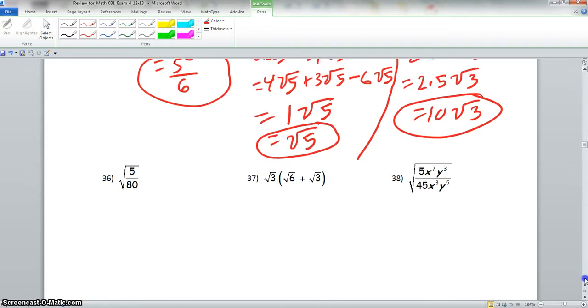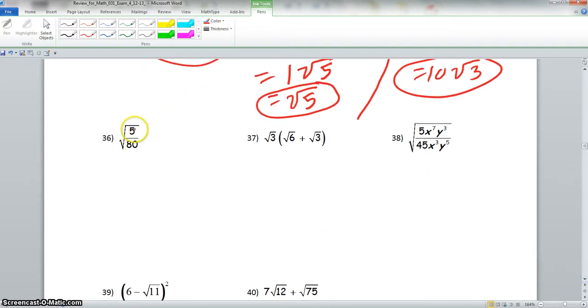Now, we go down here to 36. We have the square root of 5 over 80. We can simplify that. That will give us 1 over 16. So we have the square root of 1 over the square root of 16, which is 1/4.